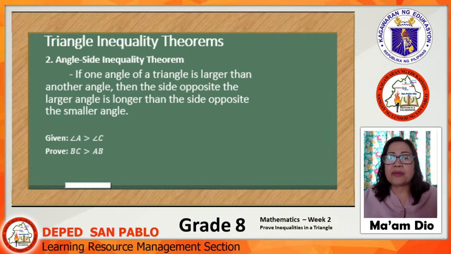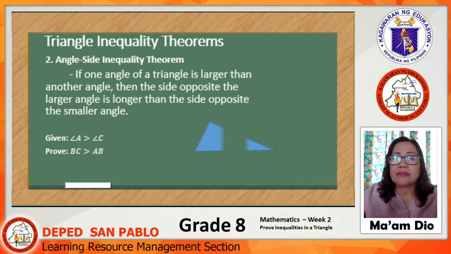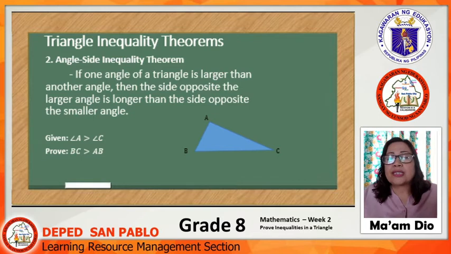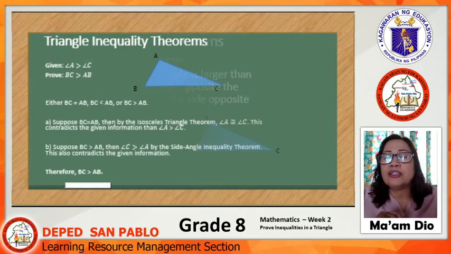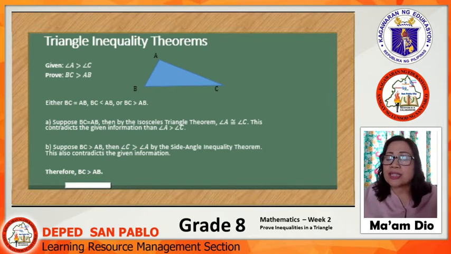Okay? This time you are given a triangle which has angle A greater than angle C, or the measure of angle A is greater than the measure of angle C. Now, we are going to prove that side BC is greater than side AB. Okay, let's proceed to our proving. Now, this time I will be making use of the paragraph form. In our earlier example, I made use of the two-column proof. This time, I will make use of the paragraph form.